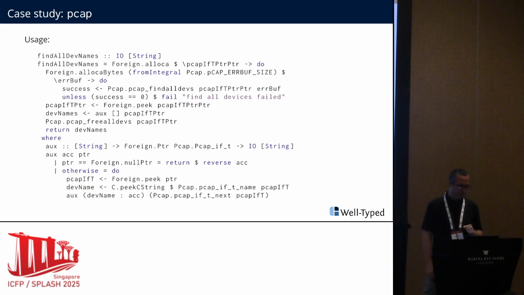Here's an example usage, which you don't need to read through. This is just the most interesting usage that I could make that would fit on the screen. This finds all device names using the PCAP find all devs API. And this illustrates that it's still C. You have lots of memory allocation. We're traversing a C linked list. And this is an example of our low-level API that we're currently working on. And in the future, we're going to work on more higher-level APIs to make this a little bit more palatable.